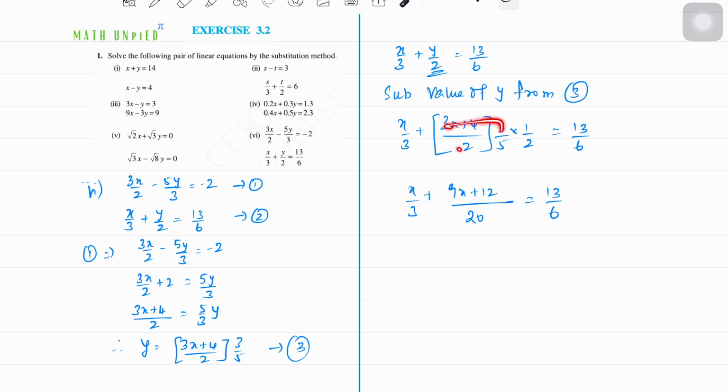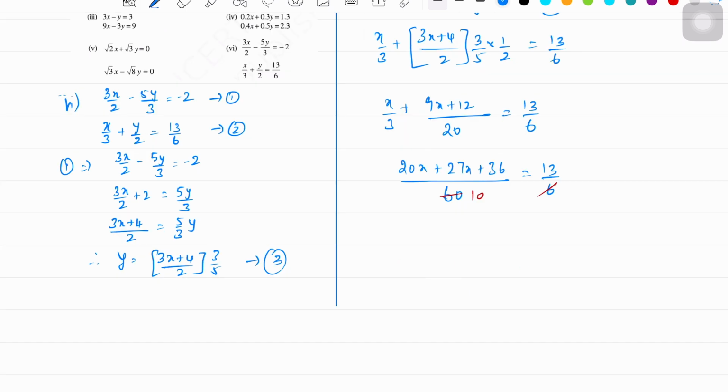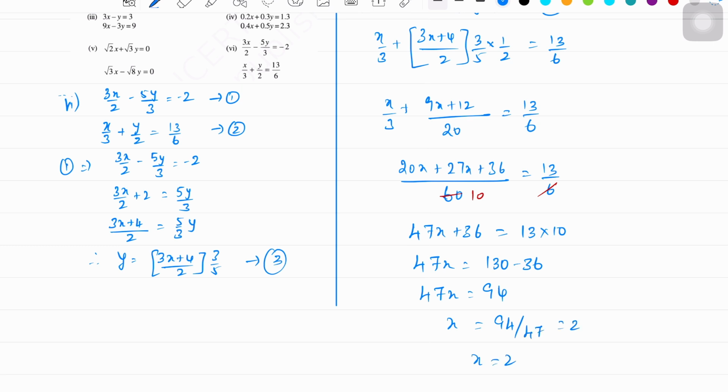So I have multiplied this, and 2 in the denominator. So what is this? We can take LCM. So this will be 60, and 3 will go 20 times, so this is 20x, plus this will go 3 times, so 27x plus 36 equals 13 over 6, and in fact we can cancel this 10 times. And what is this? 20x plus 27x is 47x plus 36 equals 13 times 10. You can take this 10 to the right side and it becomes 13 into 10, and 47x equals 130 minus 36 by bringing this 36 to the right side. So 47x equals 94, or x equals 94 over 47, which is equal to 2. So x equals 2 is the first value.